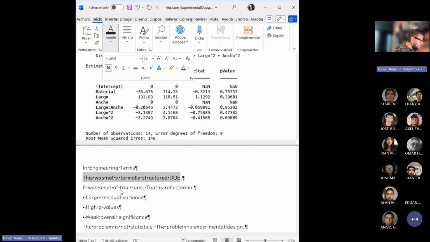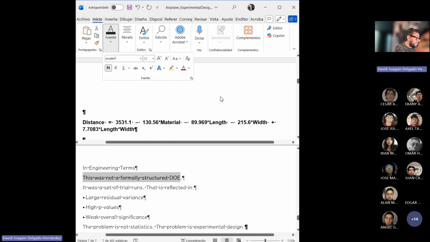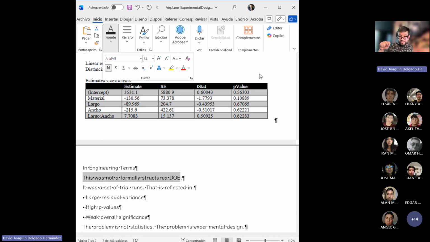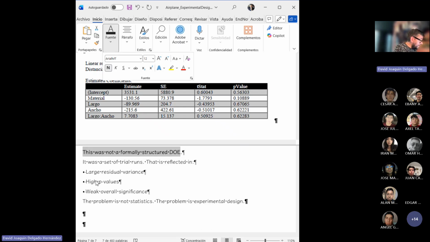Then it was a set of trial runs, and that is reflected in the results. There is a large residual variance. There are high p-values. We could see that in this table. These p-values are very high. You should expect values lower than 0.05, which means 5%. This is the critical value, okay? We are going to show in a minute that, and there is a weak overall significance.